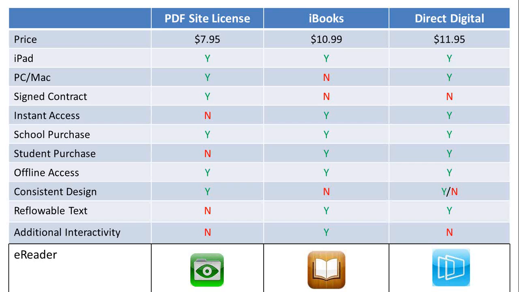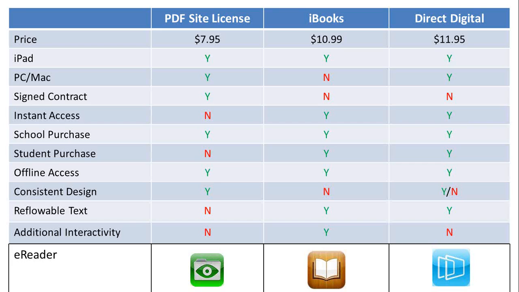PDF site licenses do not have reflowable text. You can't make the text bigger, so you can't make the font size bigger. But with iBooks you can, if you turn the iPad. It's a pretty cool thing. If you have the iPad set horizontally, it's in a set static design, but if you turn it to make it vertical, I wish I could show it to you, it turns into reflowable text. And Direct Digital's default is reflowable text, so it's been converted into XML, and you're able to resize the font as you're reading the book.